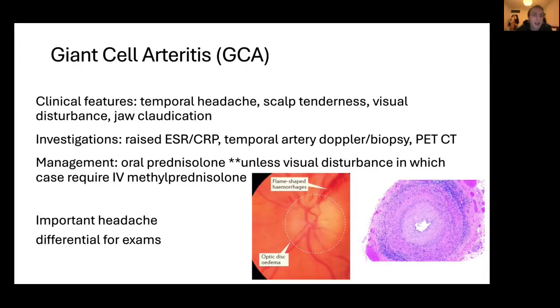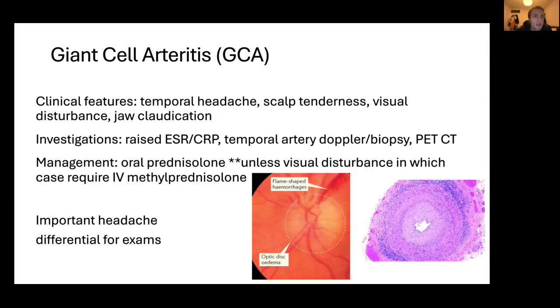Often can come up as a headache differential, and now we think of these symptoms which we associate with the headache. So we get a temporal headache. Patients might say, "Oh, I've got a headache on one side or on both sides, but it's right here over my temples." They might have scalp tenderness, so it might be quite sensitive to touch. And the important thing you must ask is, have they got any change in their vision?